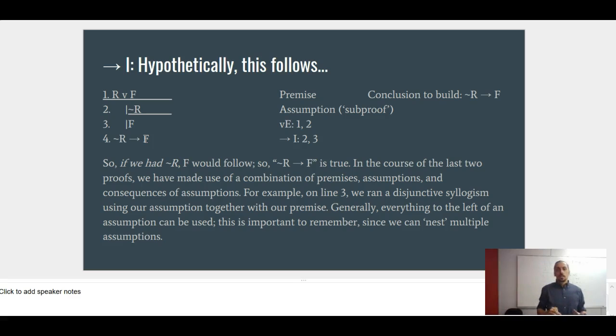So in the course of these two example arguments, we've made use of premises, assumptions, consequences of assumptions, hypotheticals. On line 3, there was a disjunctive syllogism using our assumption together with the premise on the main line. Everything to the left of an assumption can be used. Why am I pointing this out? Because you might be thinking, how many assumptions in a proof can I have? The answer is as many as you like. That's the cool thing. I can nest an assumption inside another assumption, as long as I follow the rules as I move back to the left and discharge conditionals. You can create really long conditionals as long as you follow the rules.